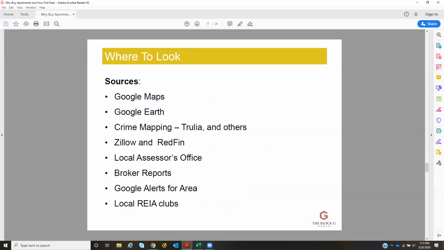All right. So where to look? What are some of the sources for this information, right? Almost all these are free, right? You're already on one right there, local RIA. You're already on webinars. There's a whole bunch of free sites out there. Google Map, Google Earth, crime mapping, Zillow, Redfin, your local assessor's office, the local government offices.